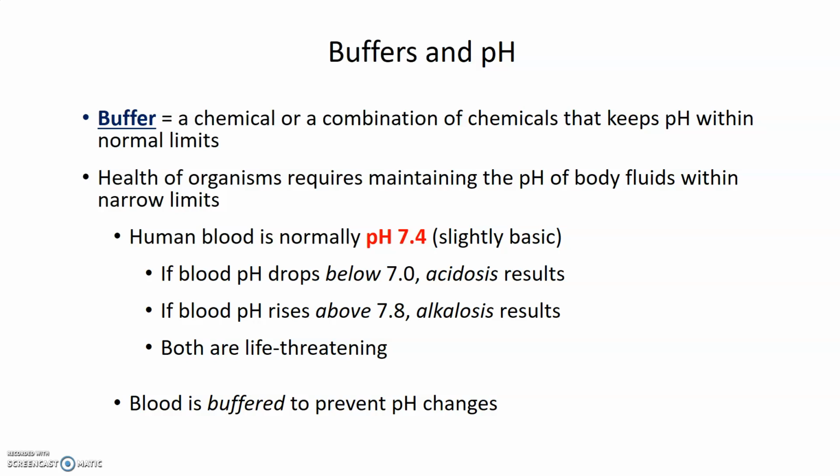Therefore, blood is buffered to prevent pH changes. You can add a lot of acidic compounds, a lot of basic compounds, but blood is able to actually resist changes to pH in order to keep us alive and healthy.